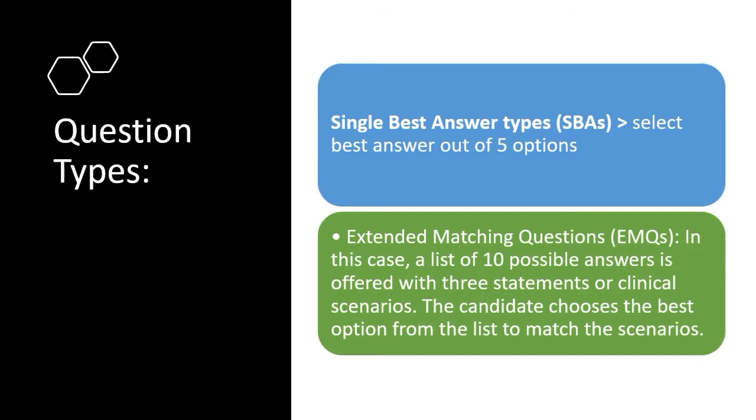Indeed, the single best answer types have 5 options that are all partially correct, but one answer is superior. You have to select this superior answer. To select the superior answer, you are required to understand the topic in depth. Single best answer types are the most difficult questions in any exam.